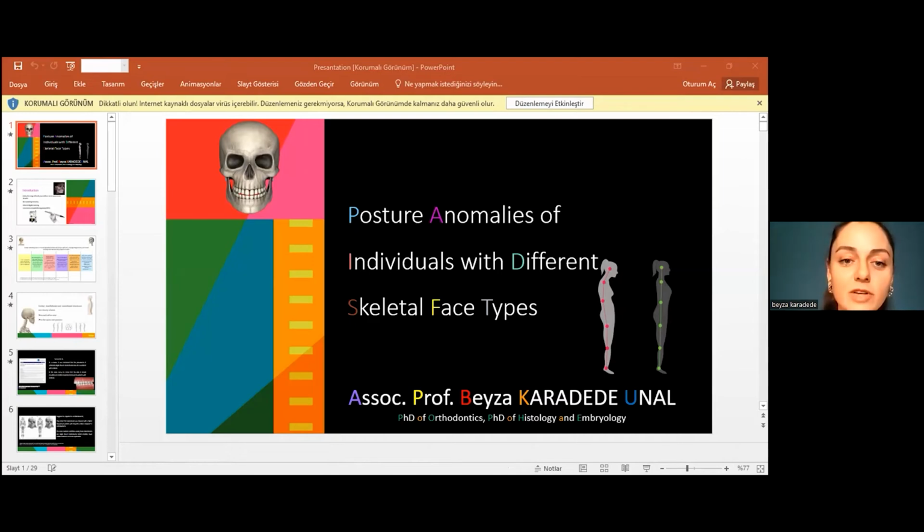Today, I want to talk about the posture anomalies of the individuals with different skeletal face types. Today, the image of the teeth, jaw, and the face can be examined in 3D with stereophotogrammetry, intraoral digital scanning, combined computer tomography. Studies evaluating class 1, 2, and 3 malposition in 3 dimensions with CBCT, stereophotogrammetry scanning, have obtained very important results.